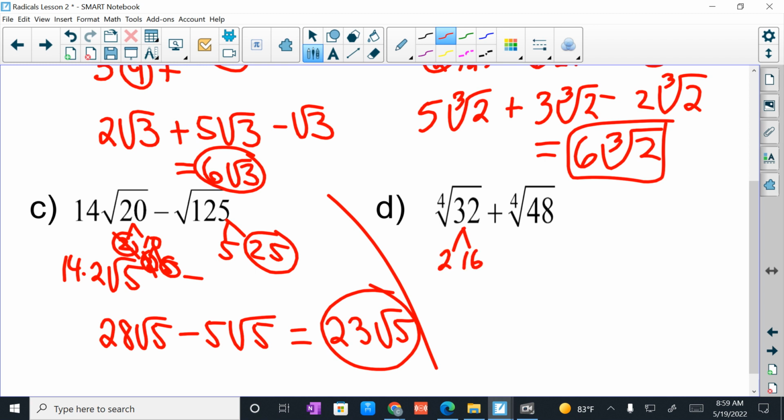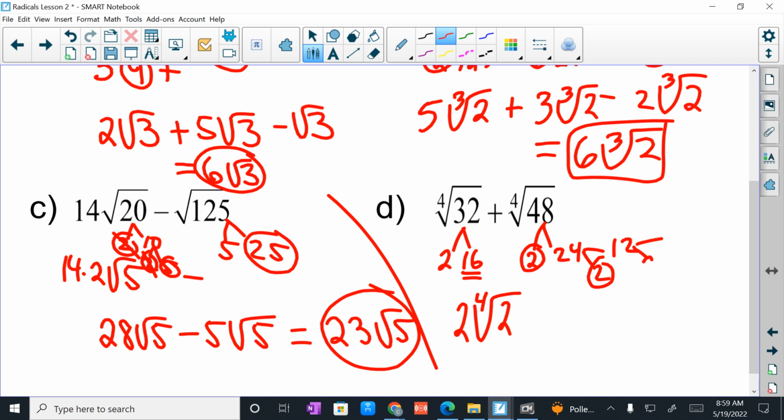2 and 16. What's the 4th root of 16? 2. So I got a 2 with a 4th root of 2 left over. What's the easiest way to break down 48? 2 and 24. I don't have anything yet. 2 and 12. Nothing yet. 2 and 6. Nothing yet. There it is. 2 and 3. So I got 1, 2, 3, 4 2s. Comes out as a... And what do I have left over?